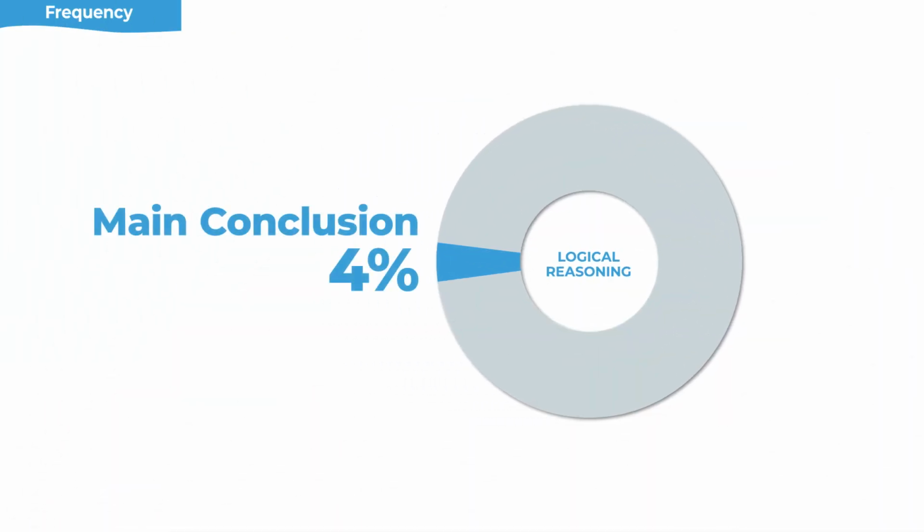They're about 4% of all logical reasoning questions, so it's not a major question type, but it is an important one because it's a core skill. You need to be able to find the conclusion in order to evaluate arguments. In this question type, our entire goal is to simply find the conclusion of the argument.